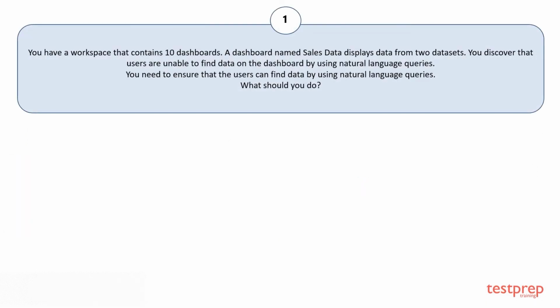You have a workspace that contains 10 dashboards. A dashboard named Sales Data displays data from 2 datasets. You discover that users are unable to find data on the dashboard by using natural language queries. You need to ensure that the users can find data by using natural language queries. What should you do?